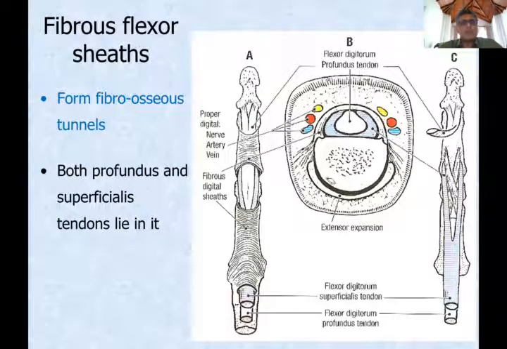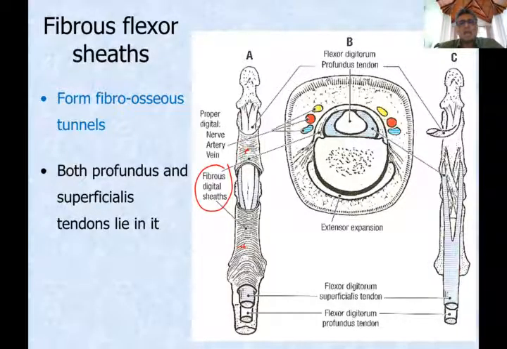Then the fibrous flexor sheaths. Now this is the phalanx of the finger, and these are the fibrous flexor sheaths attached to the anterior side of the phalanx. And these fibrous flexor sheaths with the bony phalanx form again fibro-osseous tunnels like the carpal tunnel, even though these are small. So you can see the fibrous flexor sheaths here, forming the fibro-osseous tunnels.